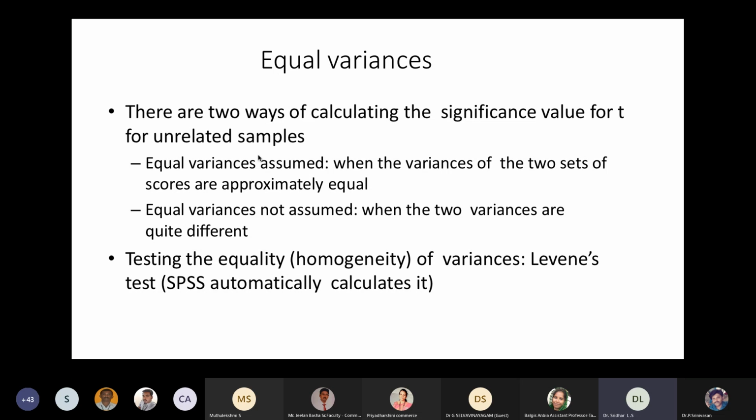There are two ways of calculating the significance under independent samples. One is equal variances assumed, meaning the two sets of scores are approximately equal, and the other is equal variances not assumed. Testing the equality of variances uses Levene's test. It is calculated automatically, as it is built into the algorithms in SPSS and other software, which are customized and user friendly. There is no need to worry; the only thing you have to do is select the right tools.